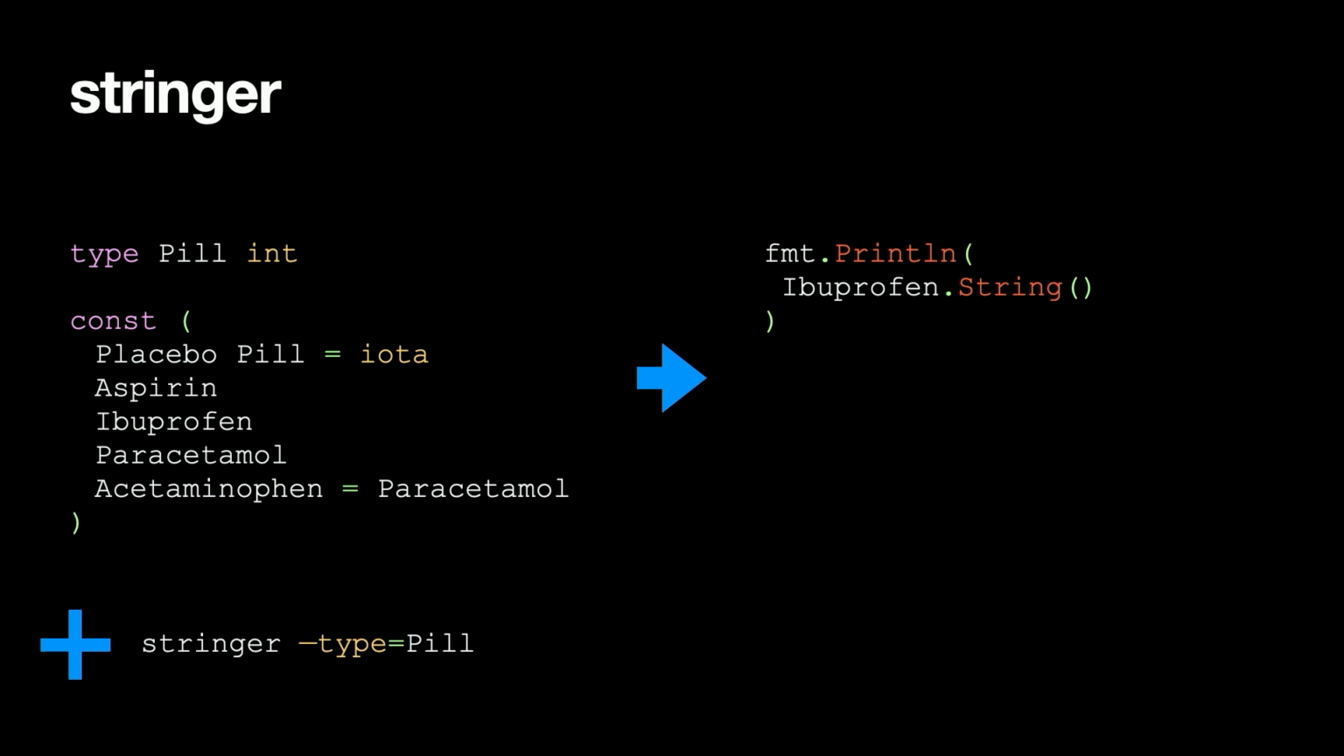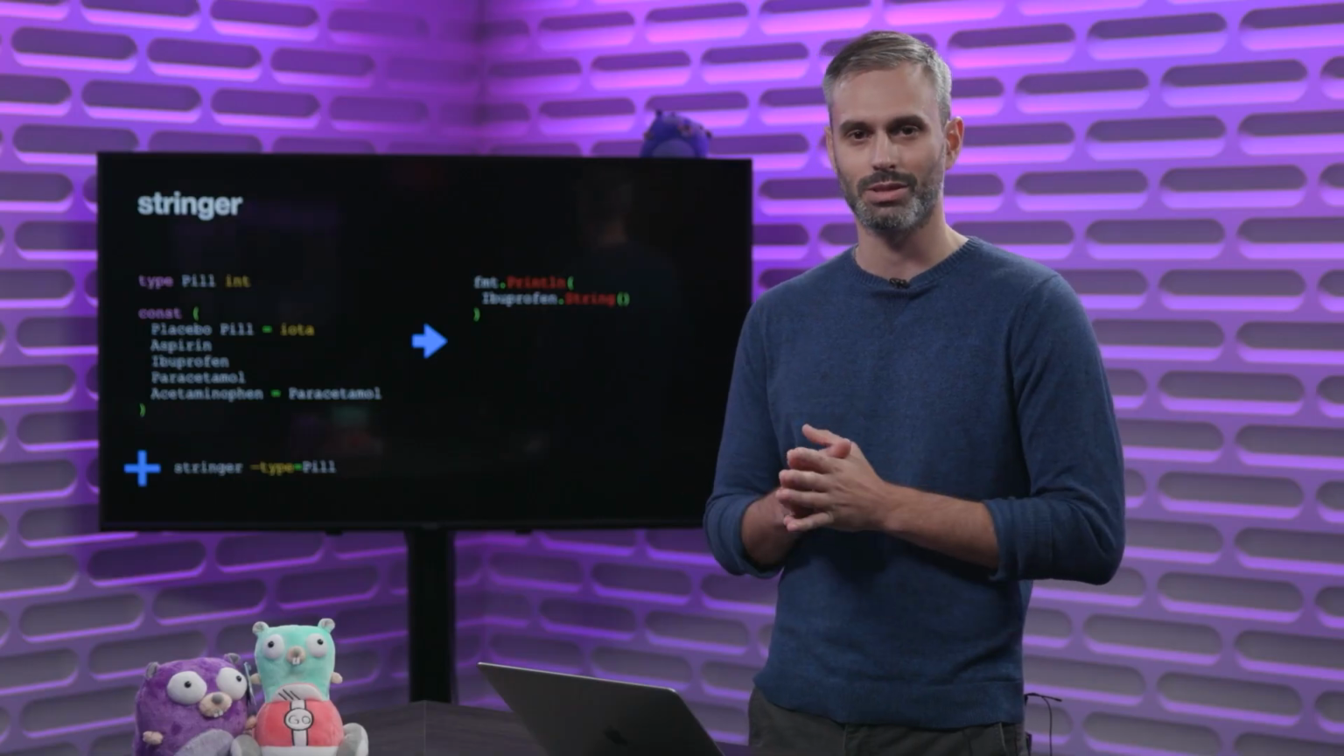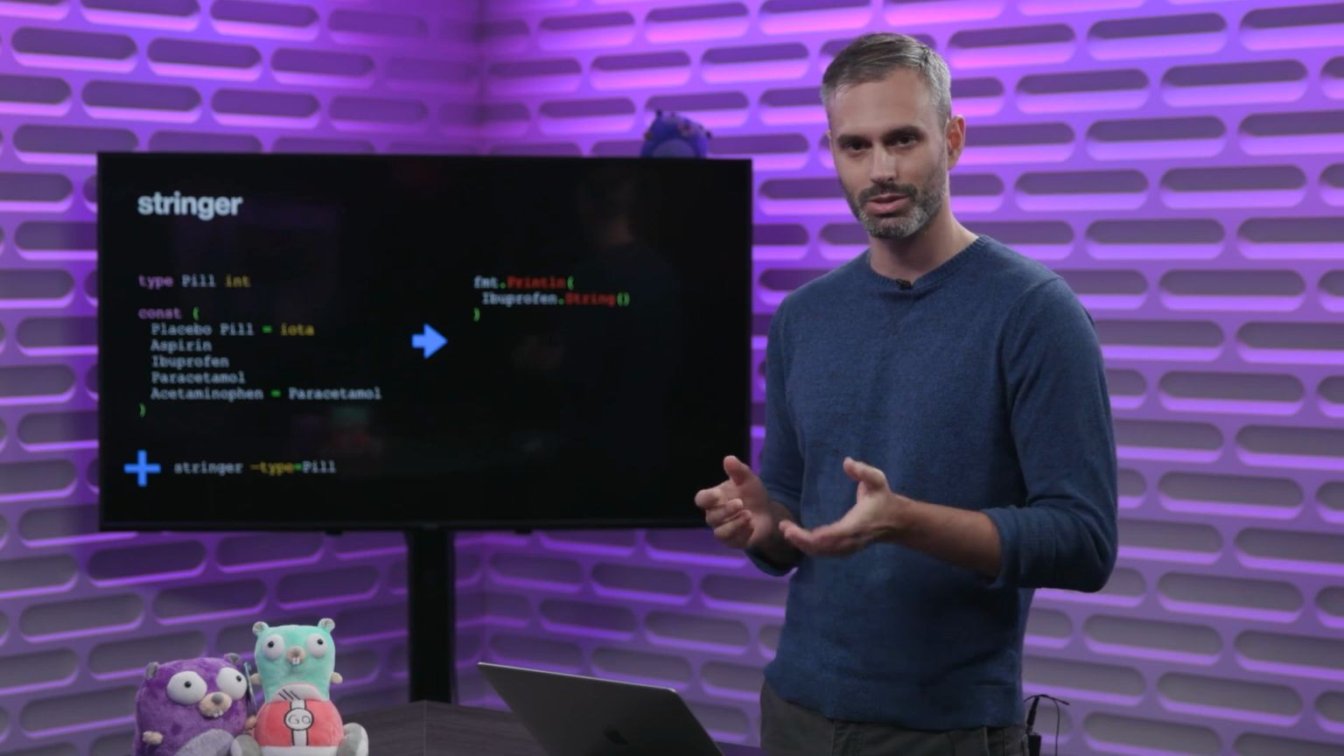And of course you can write that routine yourself, but as you add and remove constants, it's just annoying to keep that in sync with the method that turns it into a string. So instead, we can write a program that will do that for us. We don't have to though, because there is a first-party tool that will do that for us, and it is called Stringer.